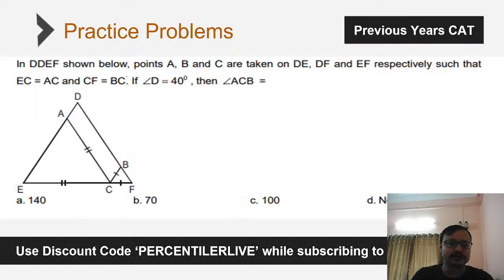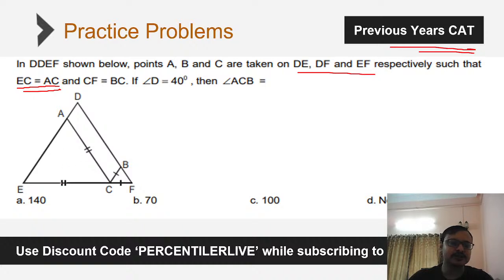Let's move on to the second question. The second question is one from the previous year's CAT. So here they've given you a triangle. And what they've said is, they've taken points A, B, C on the sides DE, DF and EF respectively. They have given you two pieces of information.